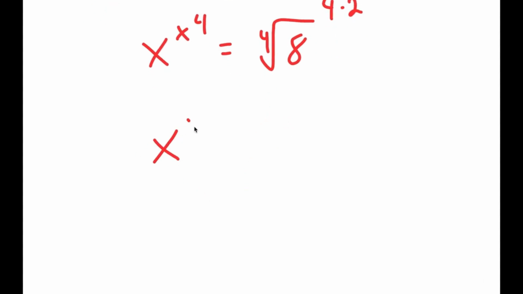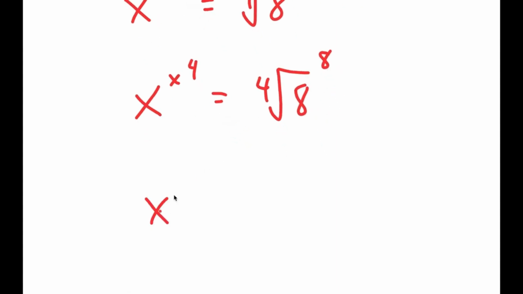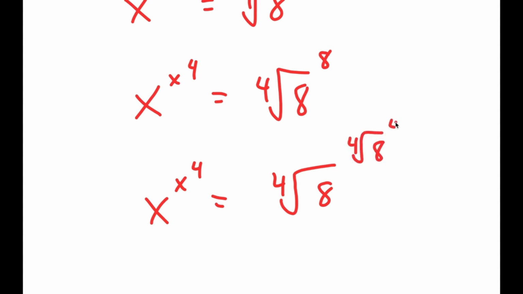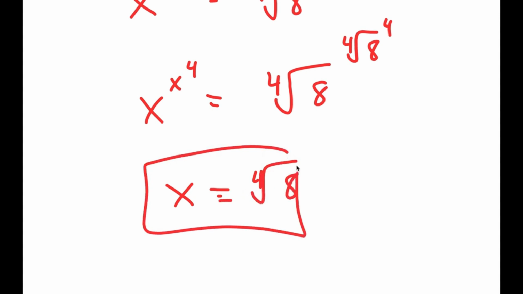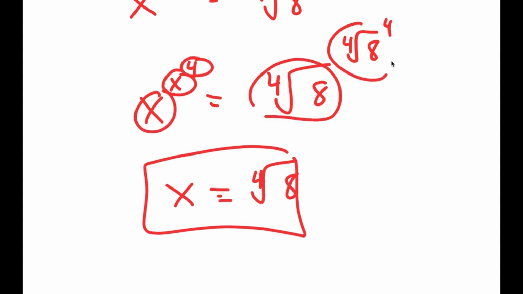which is equal to the fourth root of 8 to the power of 8, which is the same thing as the fourth root of 8 to the power of (the fourth root of 8 to the power of 4), because the fourth root of 8 to the power of 4 is just 8. And this means that x is equal to the fourth root of 8, because it's in the form x to the power of (x to the power of 4), and x in this case is the fourth root of 8.